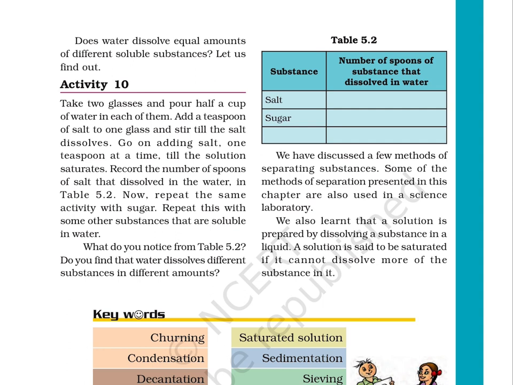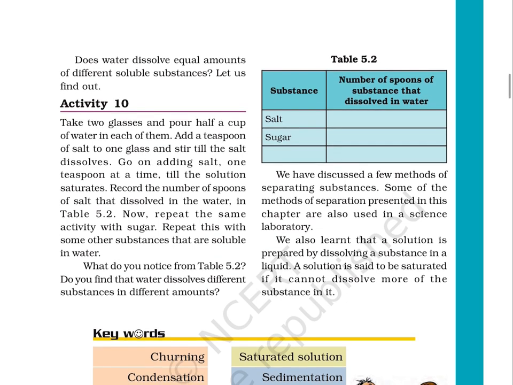Repeat this with some other substances that are soluble in water. What do you notice from table 5.2? Do you find that water dissolves different substances in different amounts? Here is table 5.2 given. There are two columns, substance and number of spoons of substance that dissolved in water. Substances are salt and sugar. Complete this table by doing this activity yourself.